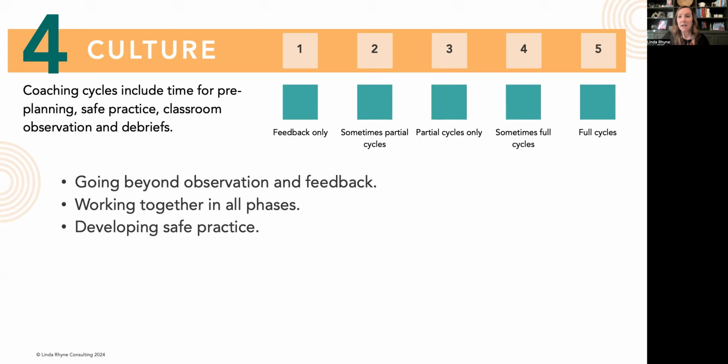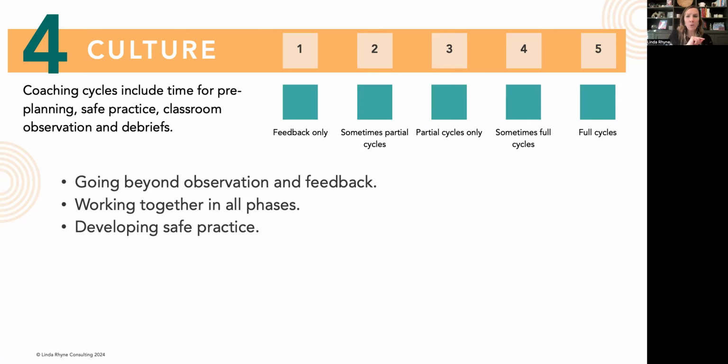This next indicator, right, talks about coaching cycles. And coaching cycles came up too in the coaching process. But I bring it back here because I think it's so essential to how we are creating a culture of coaching. So we have to think about the structure of our coaching cycles and how they are an integral part of our coaching culture.